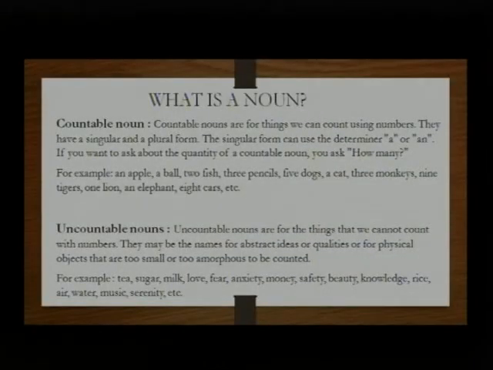So now let us see the last one, that is uncountable nouns. Uncountable nouns are for things that we cannot count with numbers. They may be the names for abstract ideas or qualities, or for physical objects that are too small or too amorphous to be counted. For example, tea, sugar, milk, love, fear, anxiety, money, safety, beauty, knowledge, rice, air, water, music, serenity, etc.